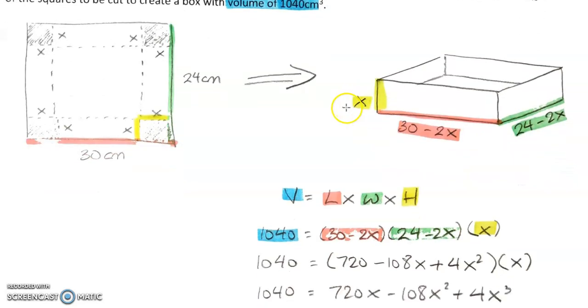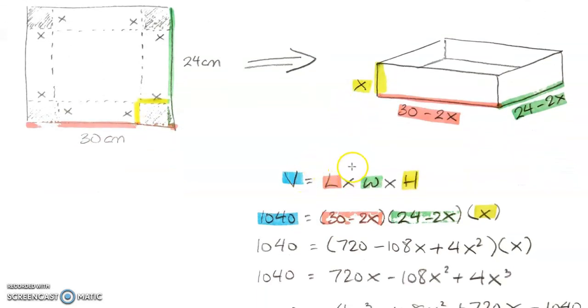So I'm creating a volume formula, which is length times width times height. That's way too many letters, so let's represent them all by one letter. The length was 30, but because you cut off this X piece and this X piece, the bottom of your box is 30 minus 2 X's. So right here is your length.